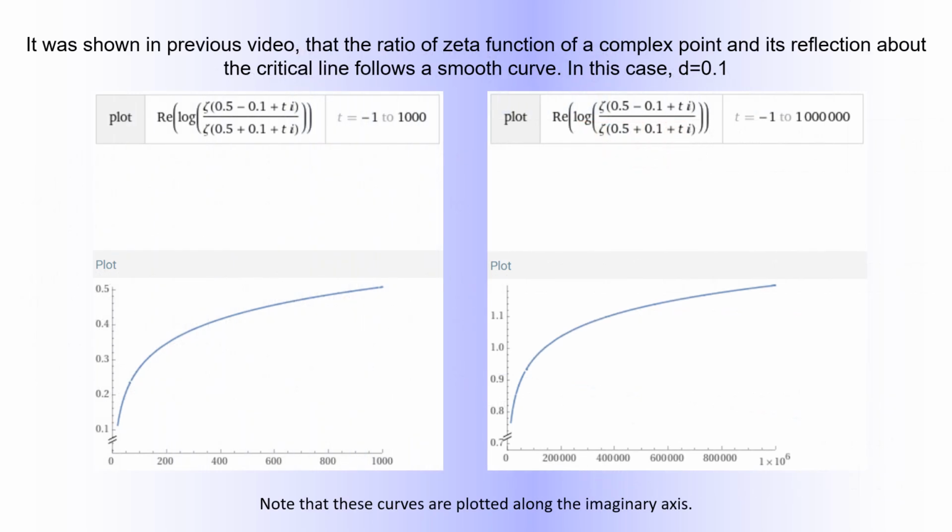It was shown in previous video that the ratio of zeta function of a complex point and its reflection about the critical line follows a smooth curve. In this case, d equals 0.1. There is no obvious reason to suggest that it will deviate from the trend at any finite point. Note that these curves are plotted along the imaginary axis.